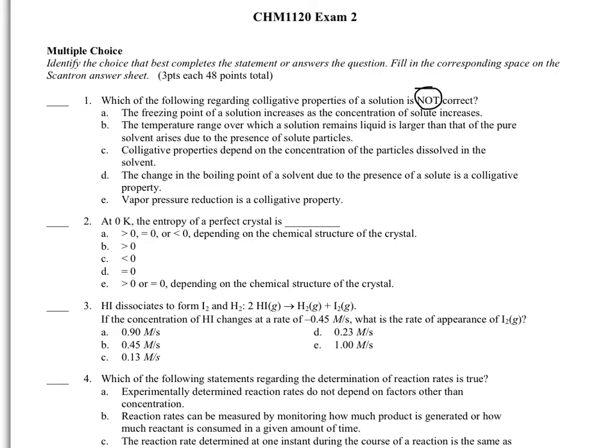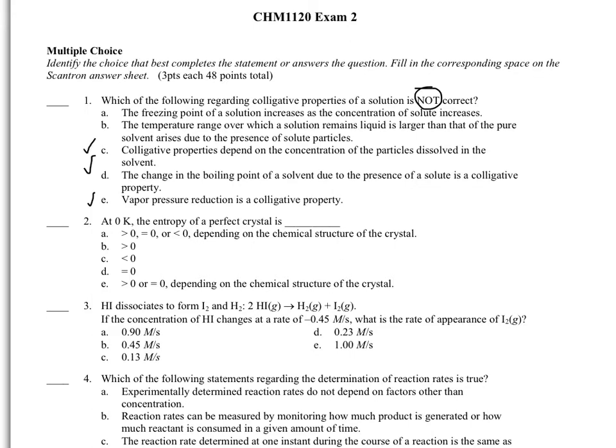All right, so vapor pressure reduction is a colligative property. That is definitely a colligative property. That's what both freezing point depression and boiling point elevation are based on, the reduction in vapor pressure. Letter D, the change in boiling point due to the presence of the solute, is a colligative property. That is also true. That is the definition, again, of a colligative property. It depends on the solute in the solution. C, colligative properties depend on the concentration of particles dissolved in the solvent. Again, that's exactly what colligative properties are.